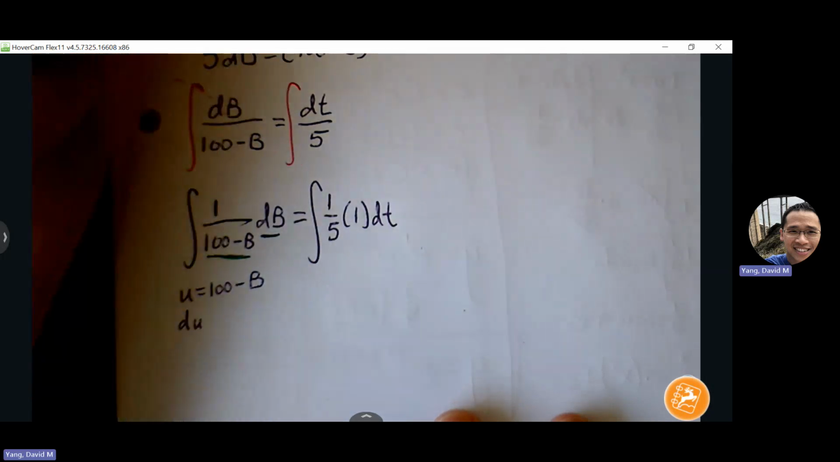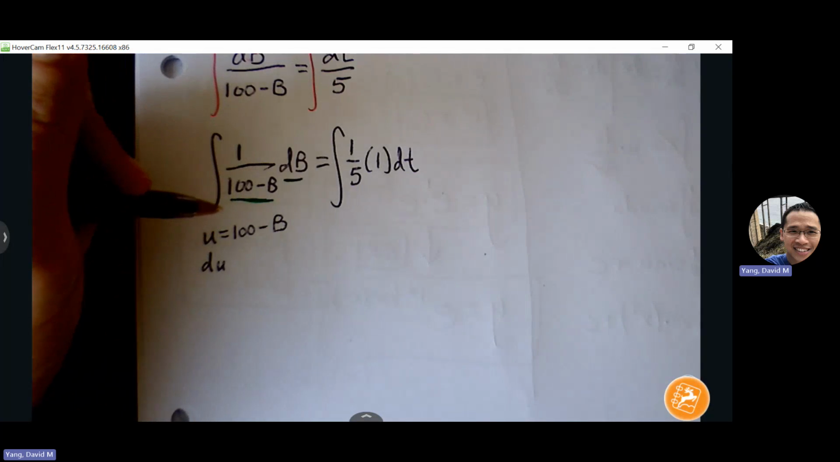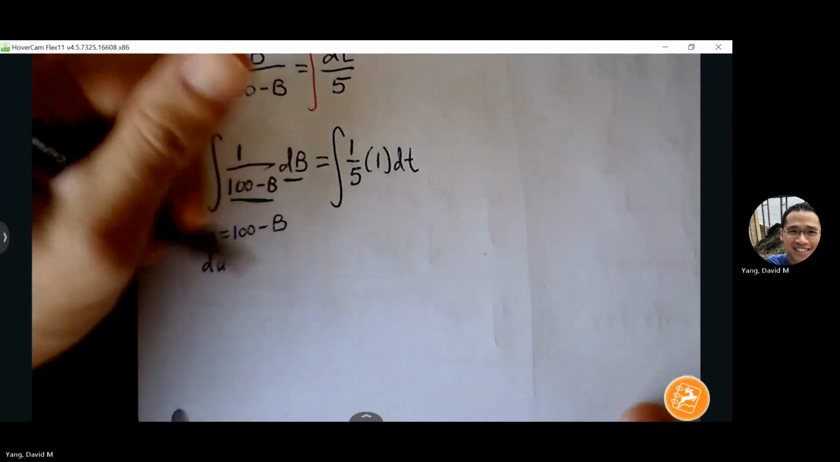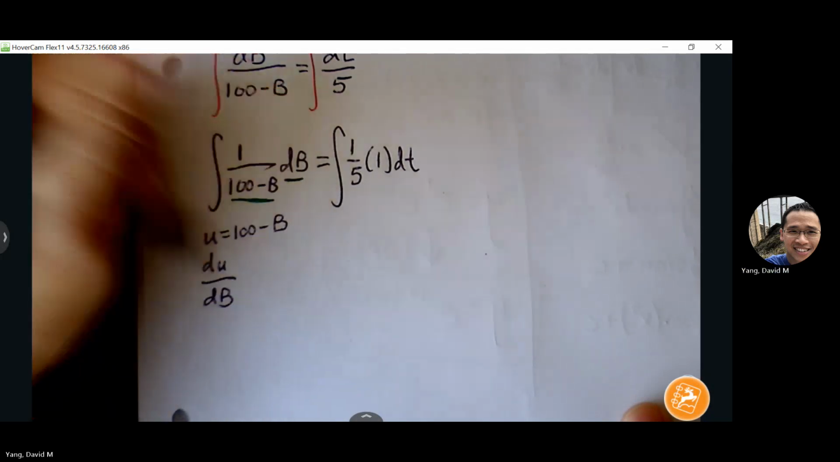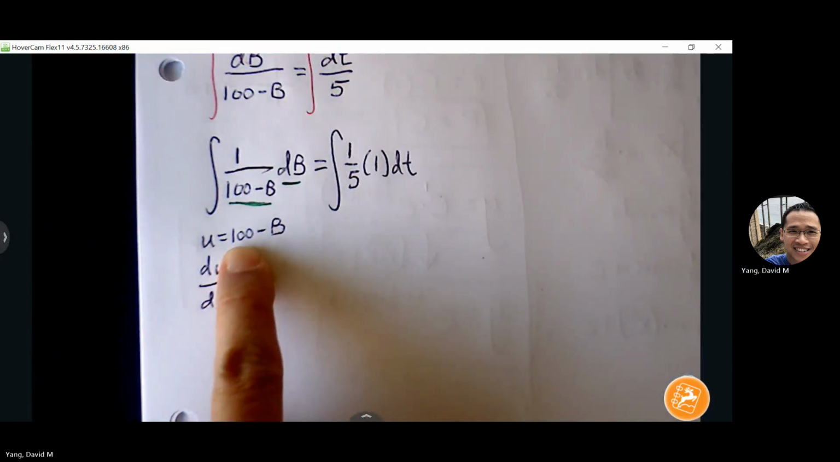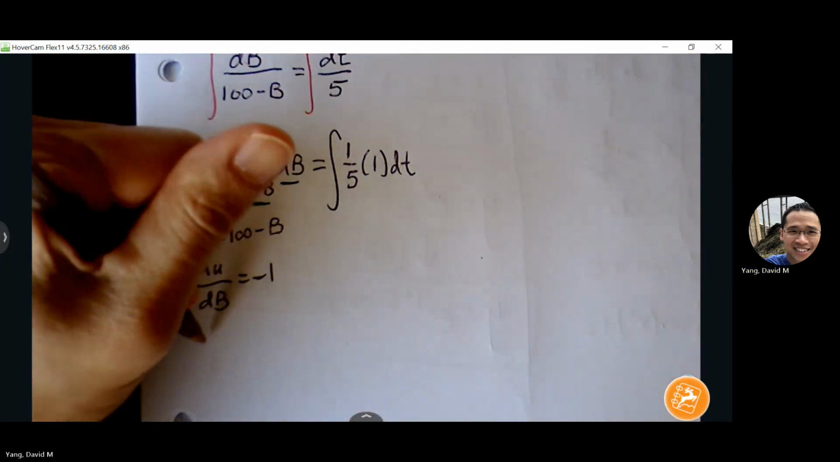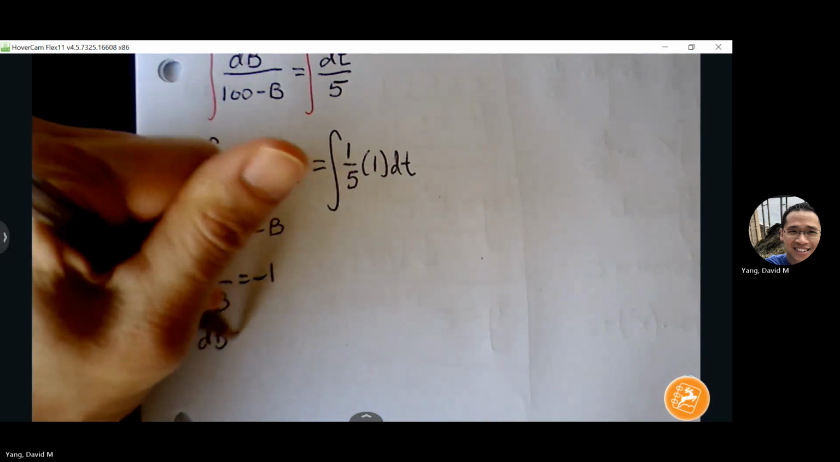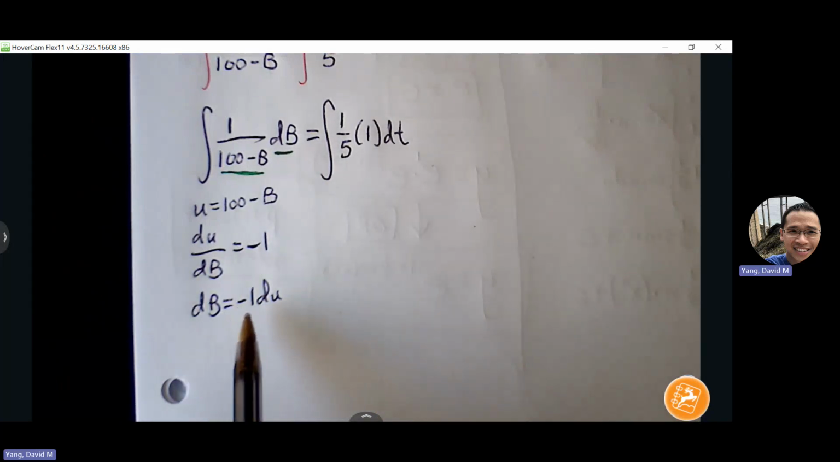Instead of du over dx, now it's du over db. Or sorry, instead of dy over dx, du over db. Okay, what's the derivative here? 100 goes to 0. Negative b becomes -1. I'm cross multiplying and then dividing that -1 over. Dividing by -1 is the same thing as multiplying by -1. So I just have db equals -1 du.